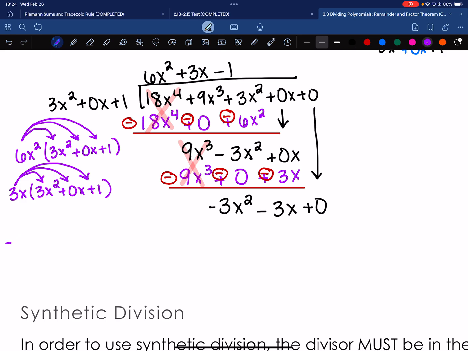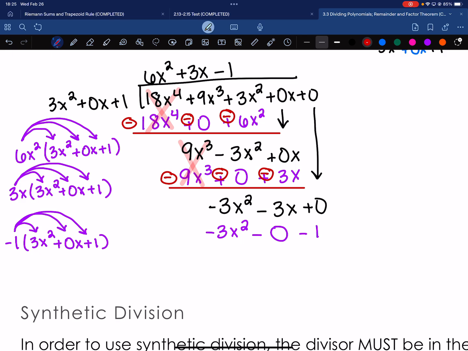If you can do that without showing the step, that's fine. Again, I just like to try to be consistent. So -1 times 3x squared is a negative 3x squared. -1 times 0 is just 0. -1 times 1 is a -1.